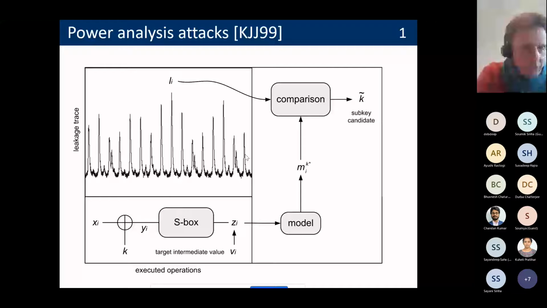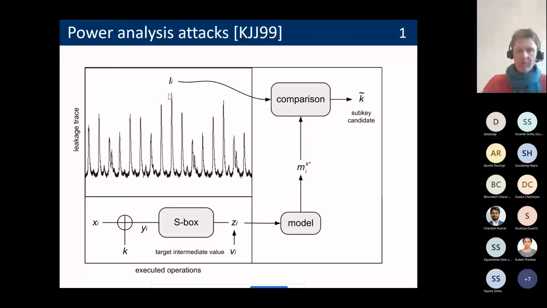It's not exactly the target intermediate value that you will receive. So it's not as simple as the black box attack I just described after one round, but it's quite strongly correlated with this. And therefore, what the adversary just has to do is to model the leakage. Okay, so for every target intermediate value, you will try to model what should be the power consumption for this key candidate. And you will compare this with the actual leakage, with the real measurements.